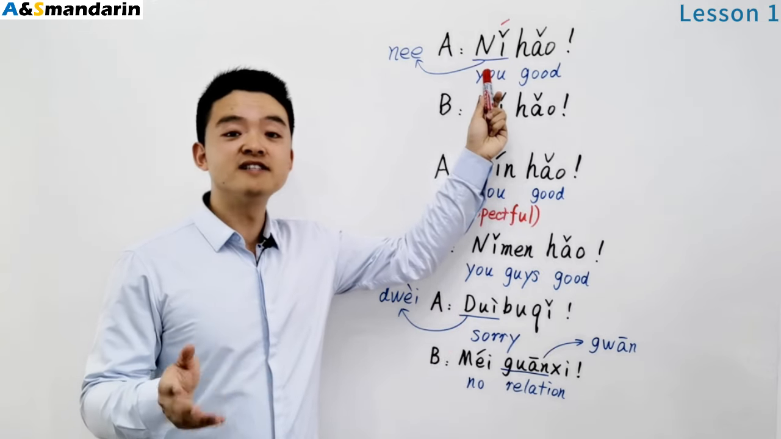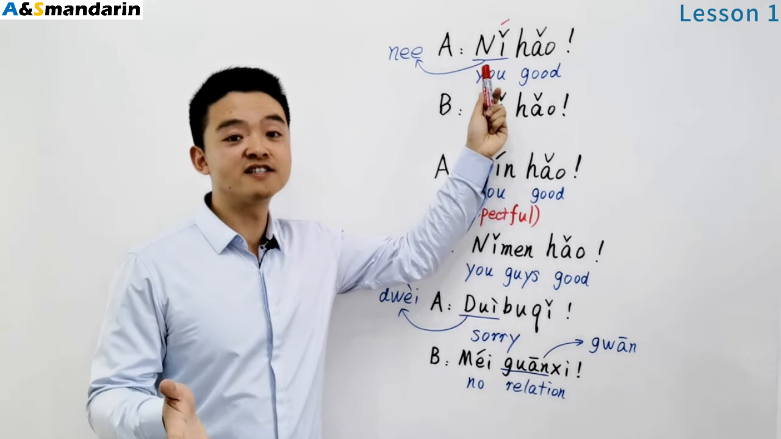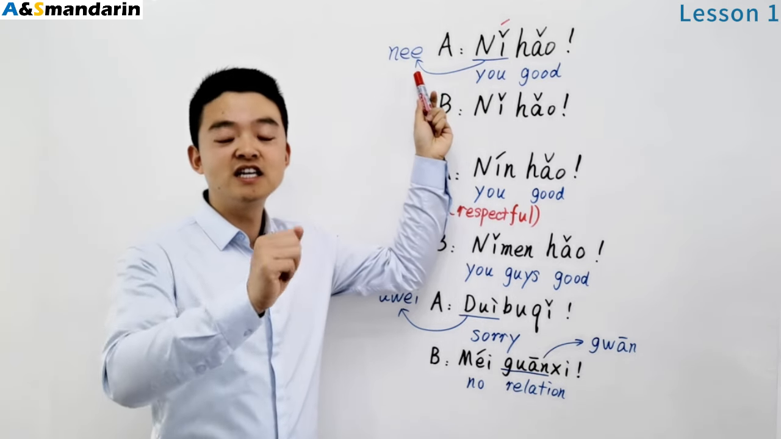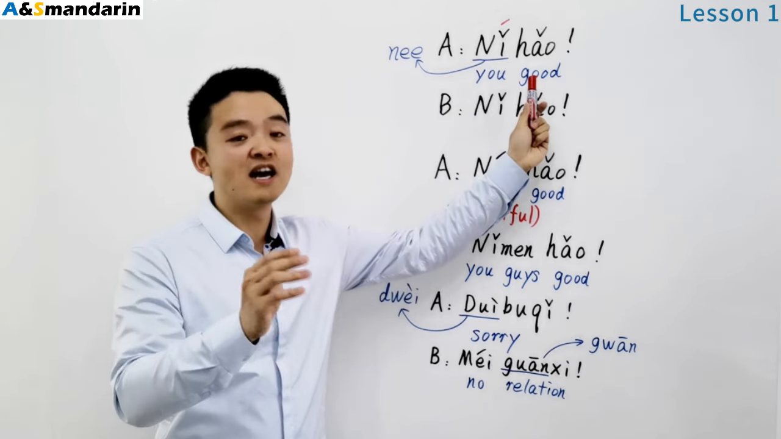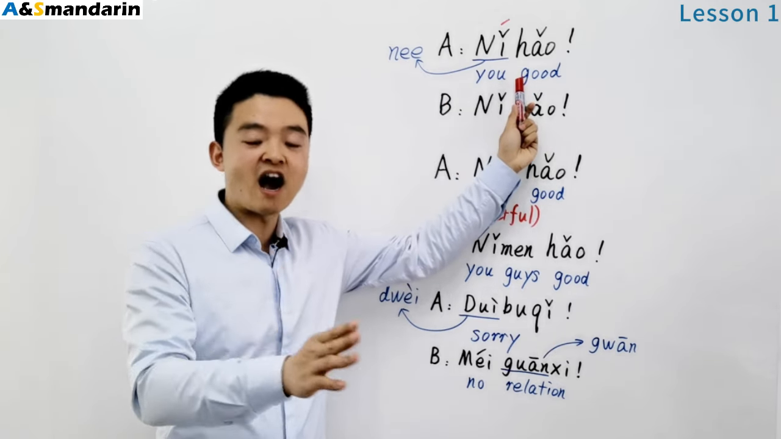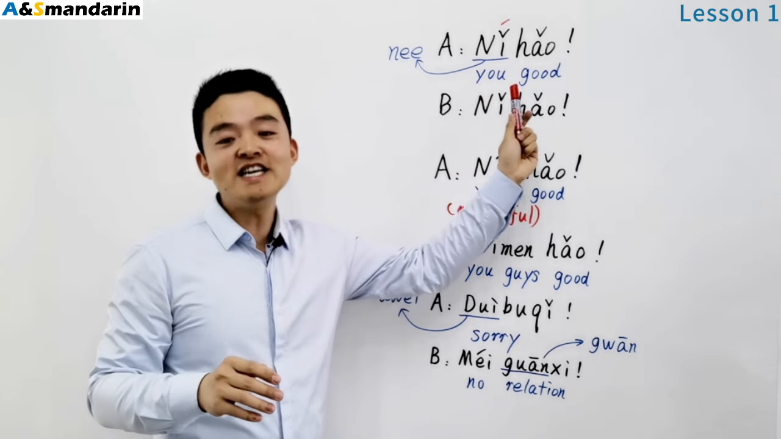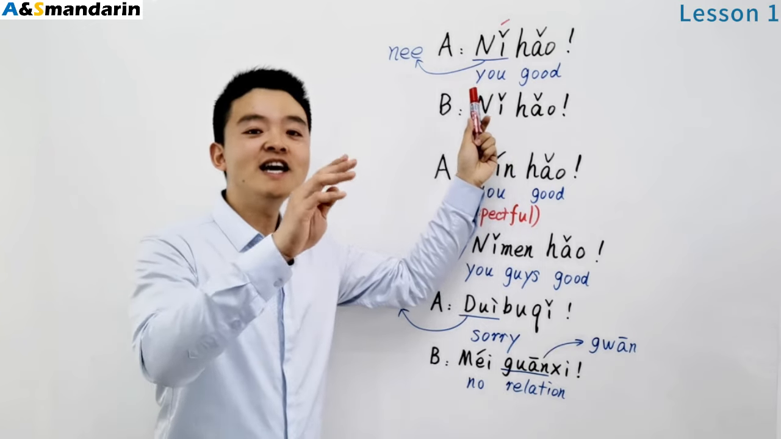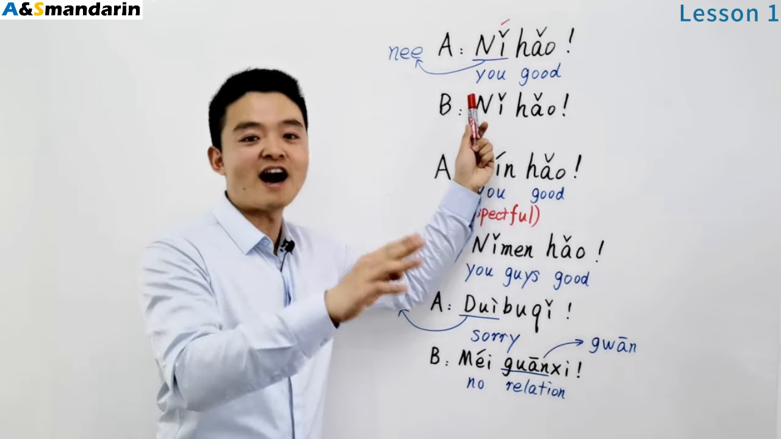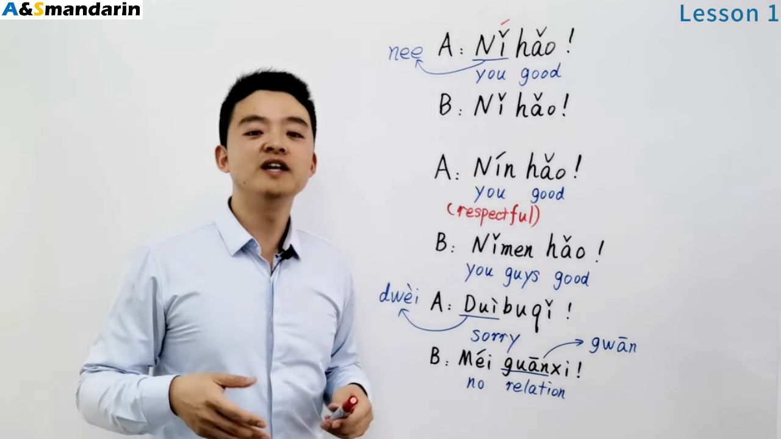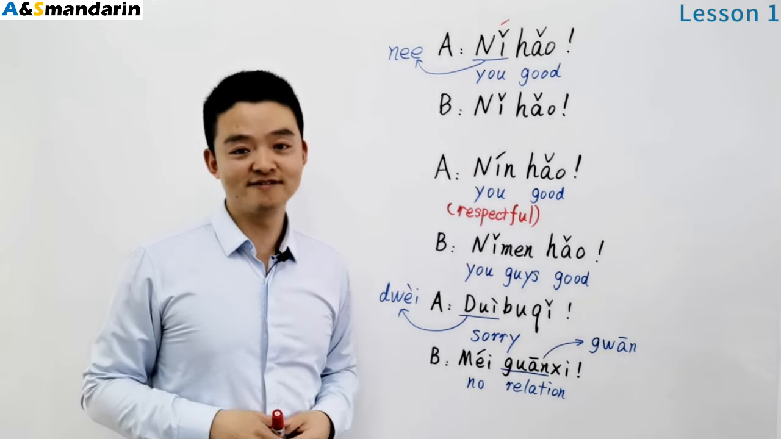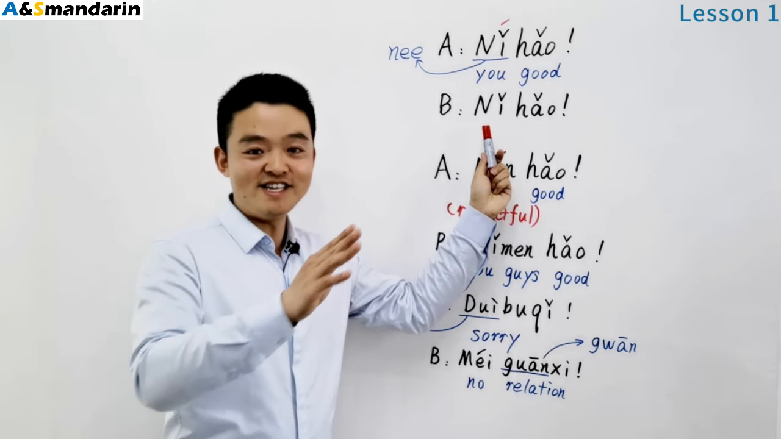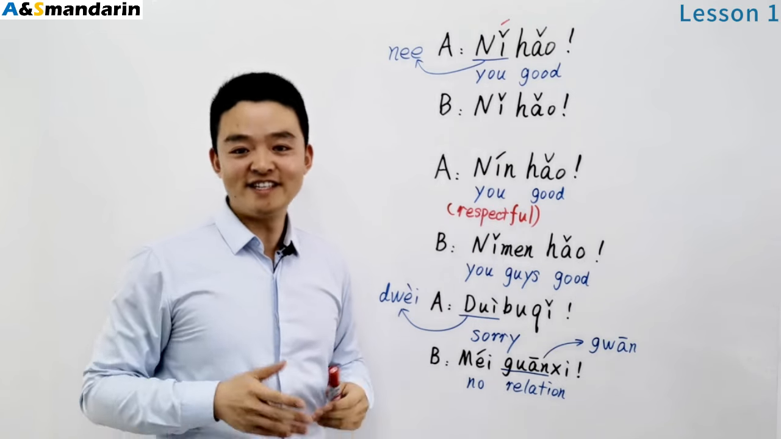I, we don't pronounce it as I in English. We pronounce it as ee. So it is 你. 好. 你好. Let's do it at normal speed. 你好 你好. When someone else says that to you, how do you respond? Just repeat it. 你好 你好.